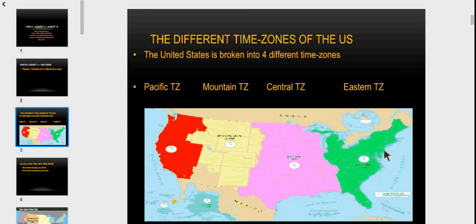Different time zones in the United States. In the continental United States, there's 4 of them. I have them labeled above the map because on the map it's not labeled very clearly, but the United States is broken into 4 different time zones.